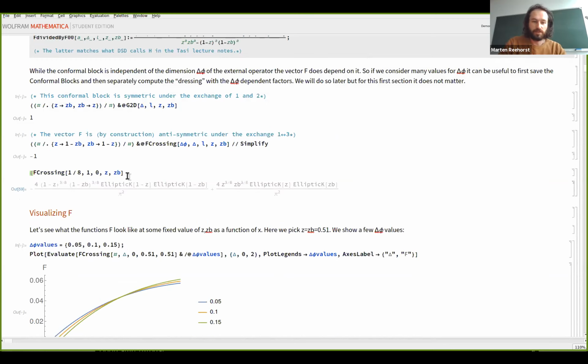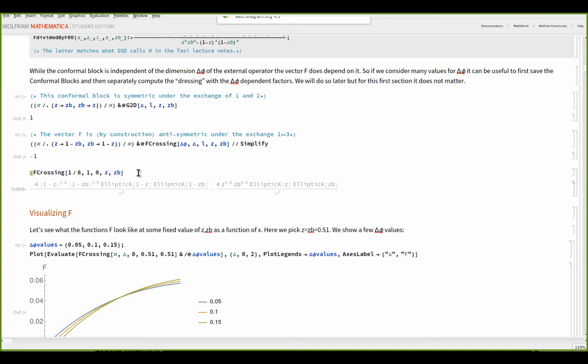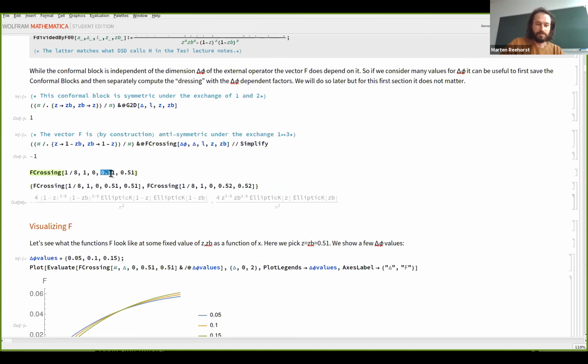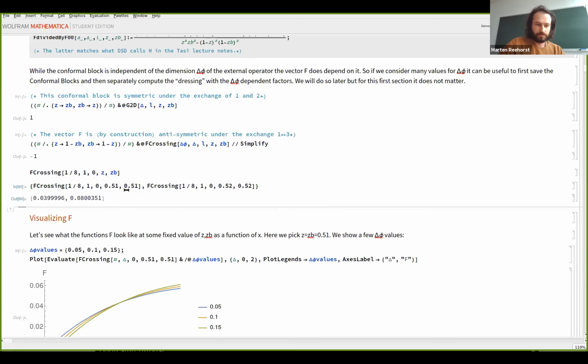Now we can evaluate this at some point. We have this infinite-dimensional vector space spanned by f for general values of z and z bar, or equivalently u and v. These are just different conformal cross ratios, but they say basically the same thing. If you evaluate at some points, then you get a vector with some numbers.